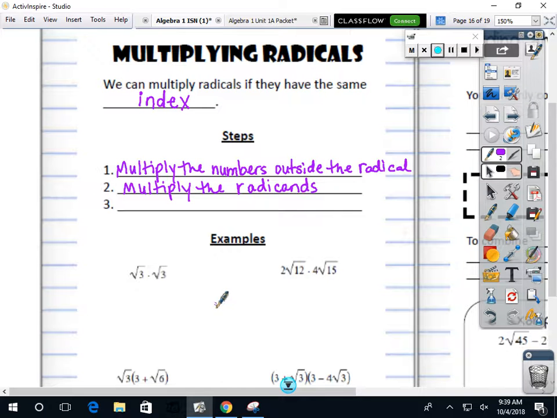Okay, and remember, you're only able to actually do these steps if their index matches. So like if you have a square root and a cube root, you can't multiply that. But if you have a square root and a square root, you can multiply, or if you have a cube root and a cube root, you can multiply. And then step 3, once you've done all the multiplying, you will simplify. So unlike adding and subtracting, you don't simplify till the end here, where with adding and subtracting, you simplified first.